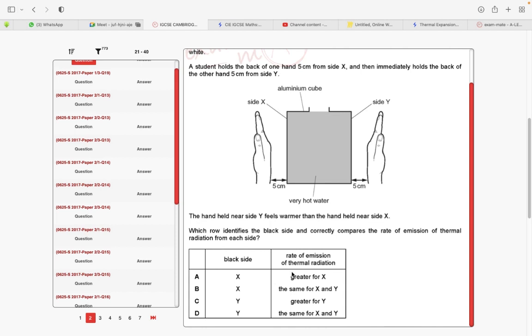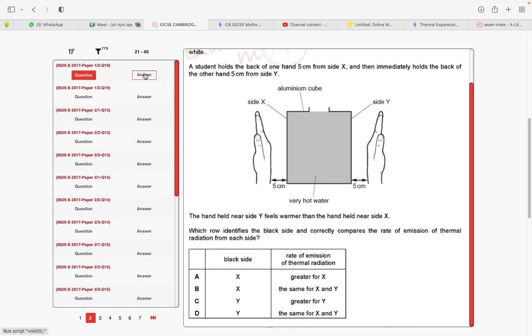So what is the rate of emission of the thermal radiation? Is the rate of emission greater for X, or the same for X and Y? It's either A or B. Yeah, it's greater for X, right? I think so. Yeah, it's greater for X.